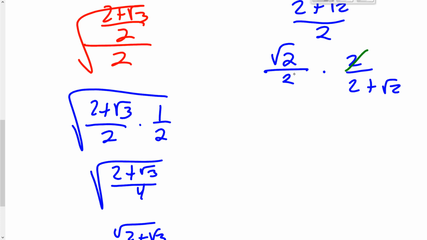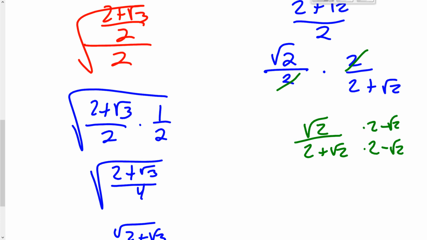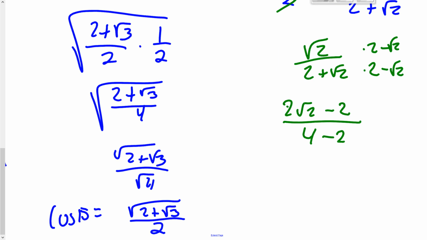But we can cancel these 2's here, right? So then we're going to get root 2 over 2 plus root 2. Then we can go ahead and rationalize this. Okay, so then we get 2 root 2 minus 2 all over 4 minus 2. So that simplifies down to 2 root 2 minus 2 over 2.